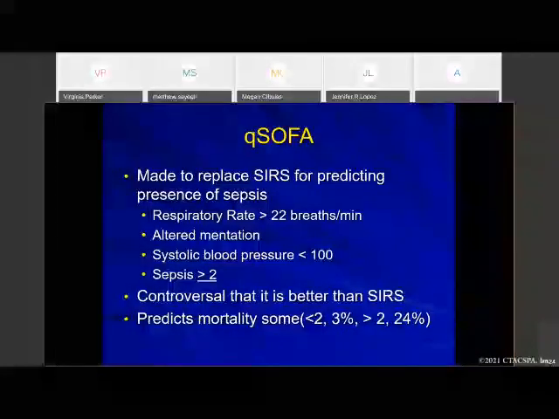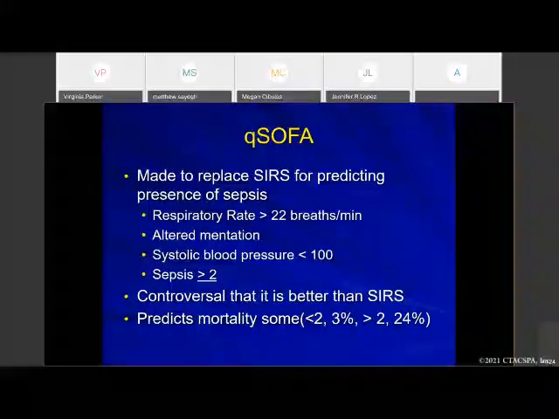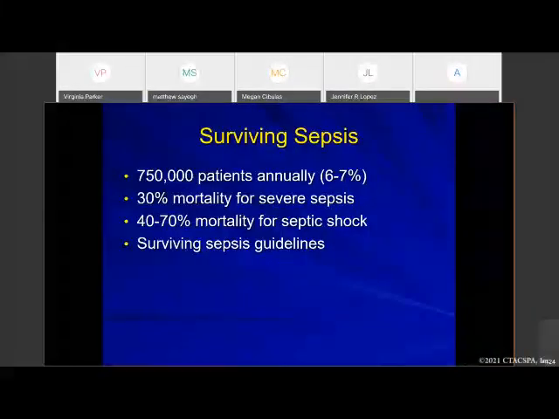It predicts mortality: if it's less than 2, 3%; if it's greater than or equal to 2, 24%. That's what that line is for. It's not very good. So you just see some documented facts about sepsis. And of course, we have Surviving Sepsis.